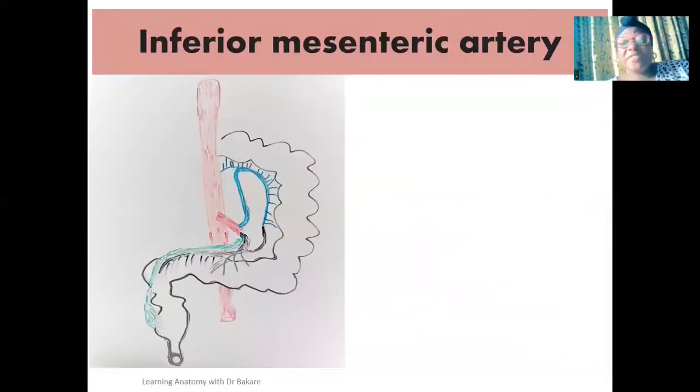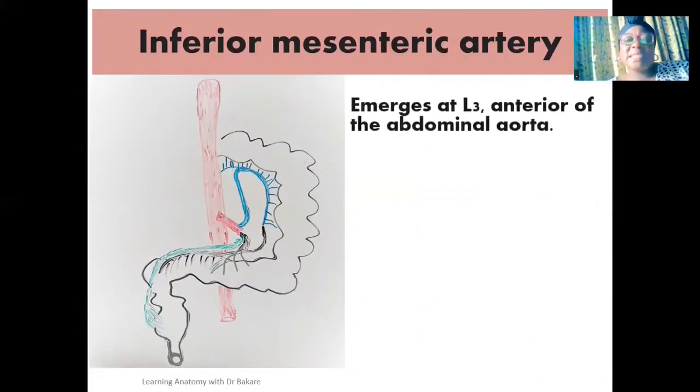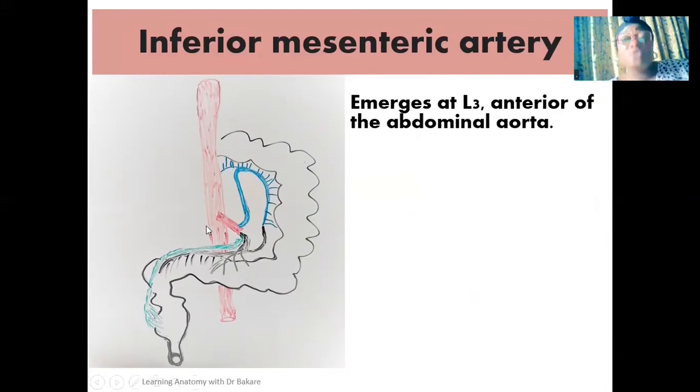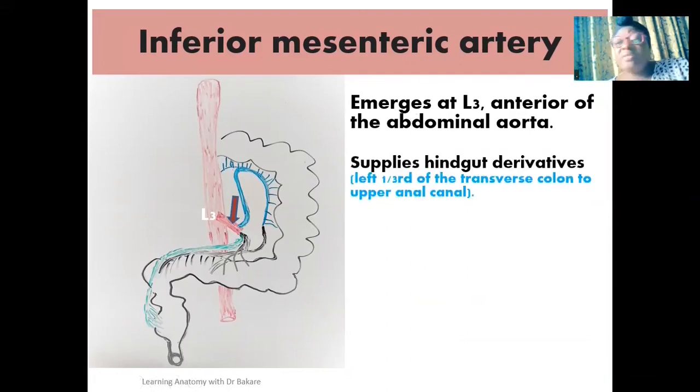So let's go to the inferior mesenteric artery. The inferior mesenteric artery emerges inferior to the superior mesenteric artery, just as the name implies. You see it emerging at the third lumbar vertebra, and this is the inferior mesenteric artery here. It emerges at the anterior surface of the abdominal aorta. This is the abdominal aorta here, this pipe, and you see the inferior mesenteric artery emerging in the anterior border of the abdominal aorta.